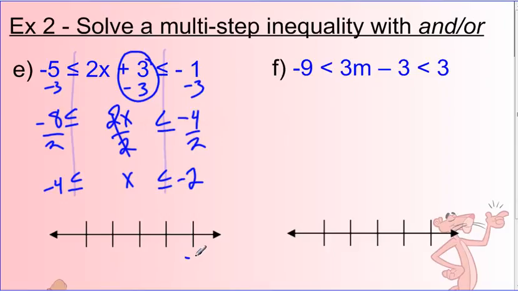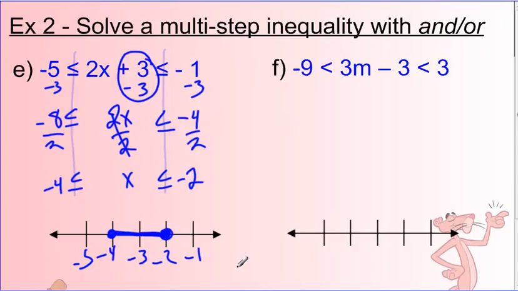Negative 1, negative 2, negative 3, negative 4, negative 5. Solid dot at negative 2. Solid dot at negative 4. This is an and, so we're probably shading in between. Less than negative 2, bigger than negative 4. Yep. That's the answer for letter E.